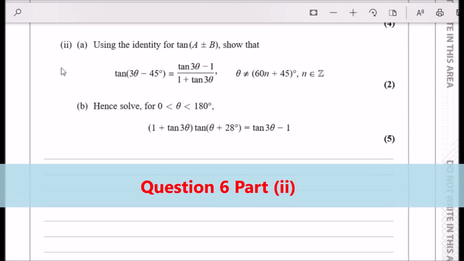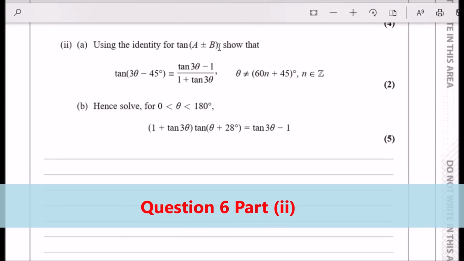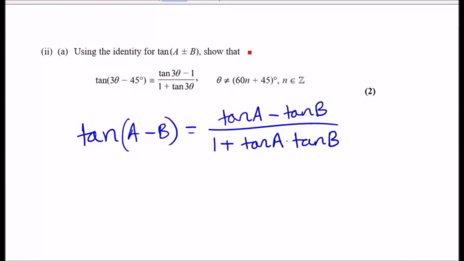So let's look at A. Using the identity for tan A plus minus B, show that tan 3 theta minus 45 degrees can be proven to look like that right hand side. Okay, so we just first need to know what the expression for tan A plus minus B looks like. So I've written it over here. And well, this is actually tan A minus B. For the plus version, it's just the inverse sign. So it'll be plus here and minus here if we chose tan A plus B.